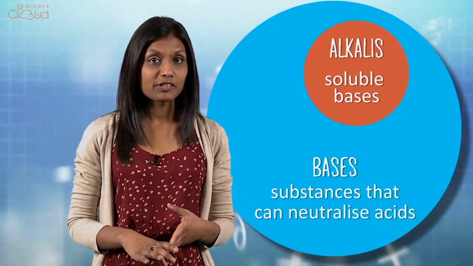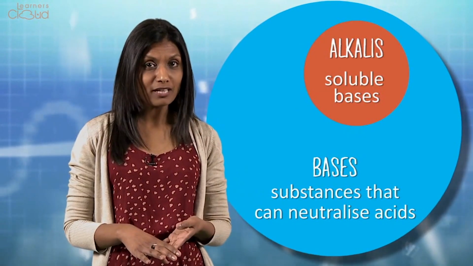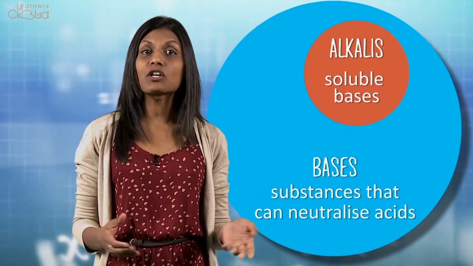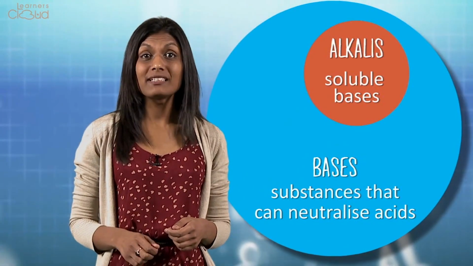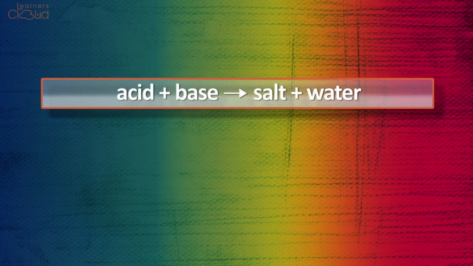So what's the difference between alkalis and bases? Well, both can neutralise acids, but alkalis are soluble bases, which means they can dissolve in water. The product of the reaction between an acid and a base is a neutral substance called a salt. The reaction can be summarised as acid plus base gives salt plus water.